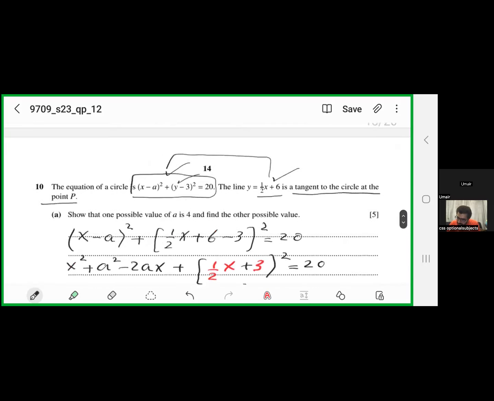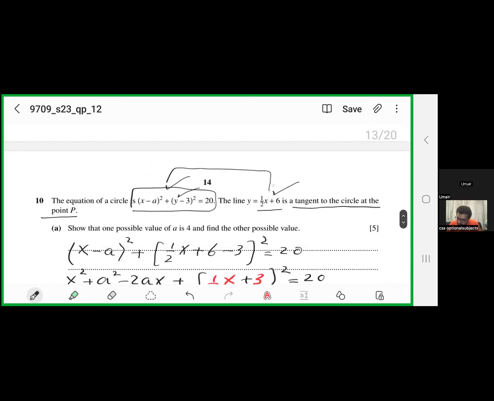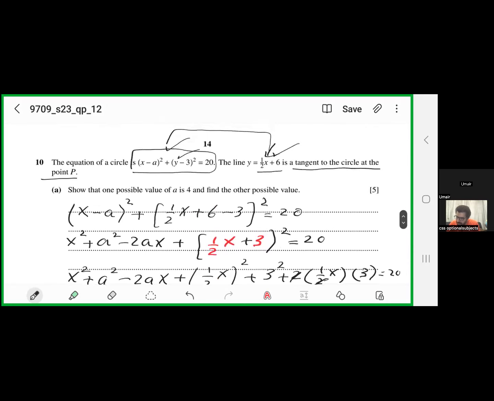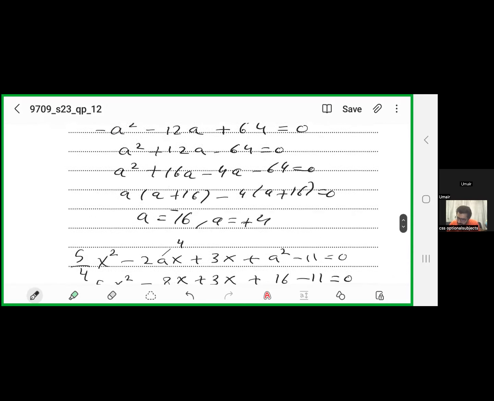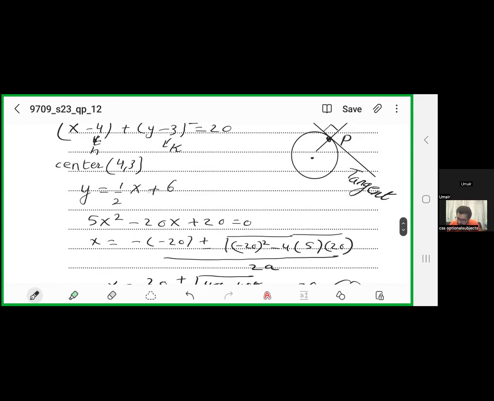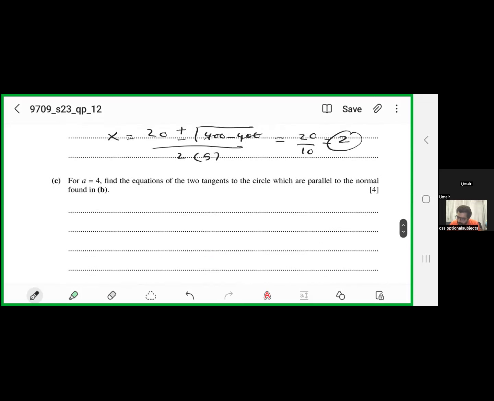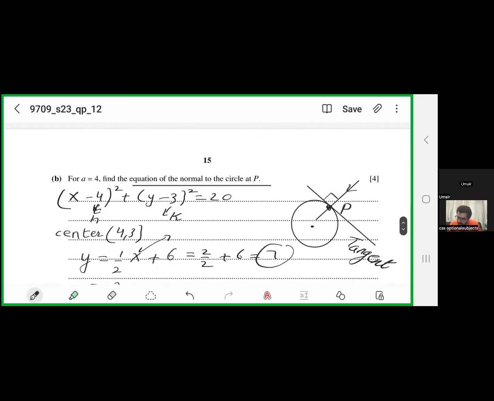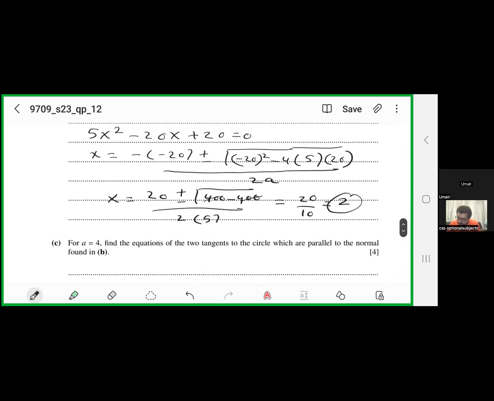So this is the equation of the tangent. When x is 2, use x equal to 2 over here. y is 6 or 7, sorry, y is 7. So you will use x equal to 2 in this equation of tangent: 2 over 2 plus 6 is equal to 7. So the point P has the coordinates x is 2 and y is 7.